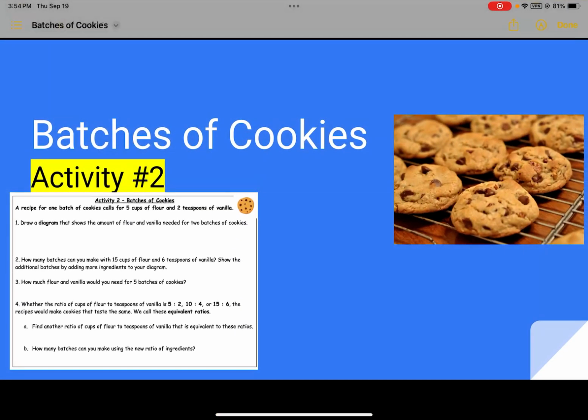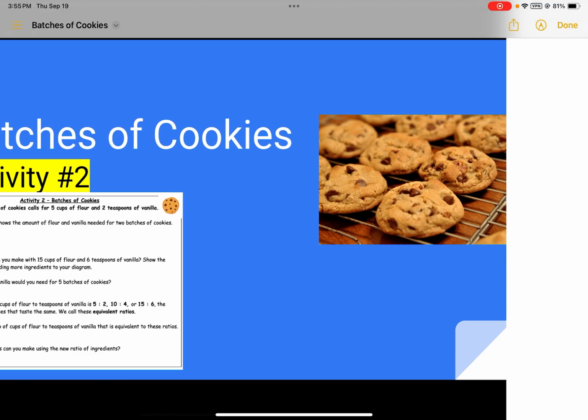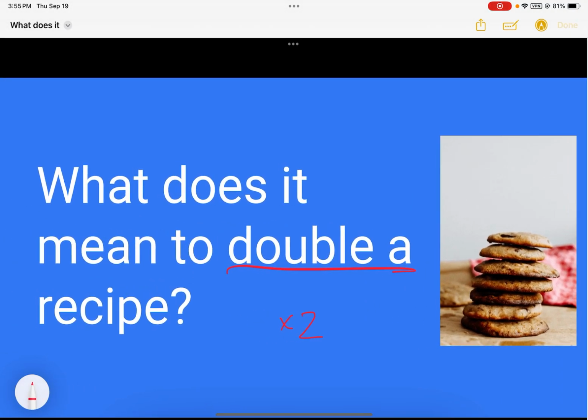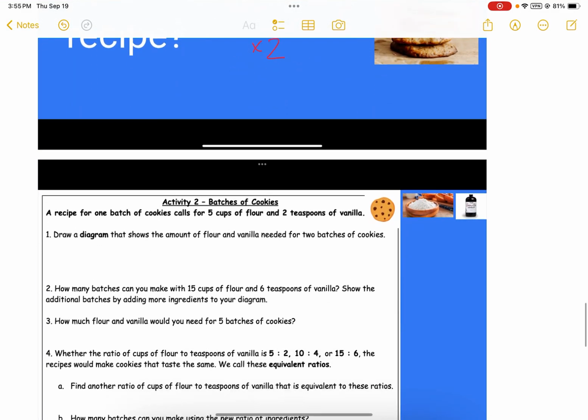Activity 2, batches of cookies. This is how it gets good. So batches of cookies are always fun to make. So we're going to read the instructions. So first it says, what does it mean to double a recipe? So if I double a recipe, I times each ingredient by 2. I times the water, or the vanilla by 2, the flour by 2, the sugar by 2, every single ingredient by 2. So that's going to help us when we do more problems like this.